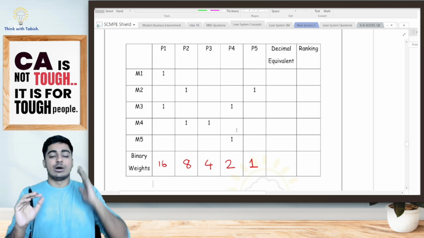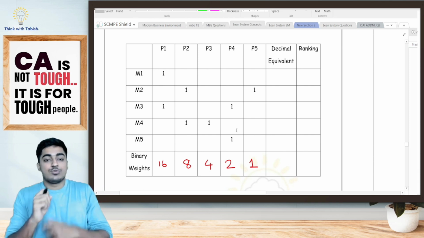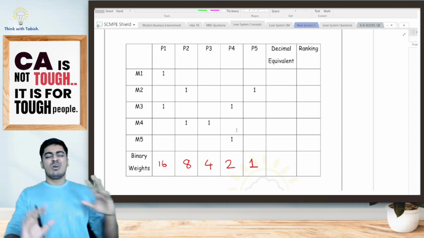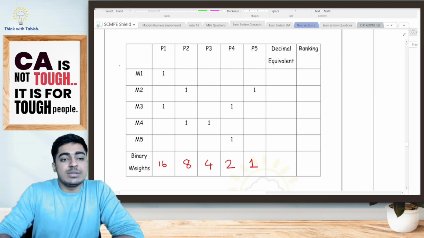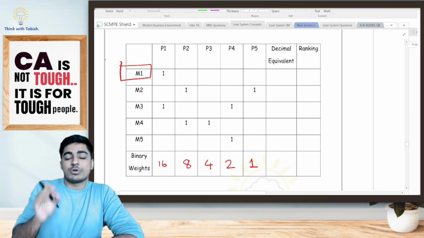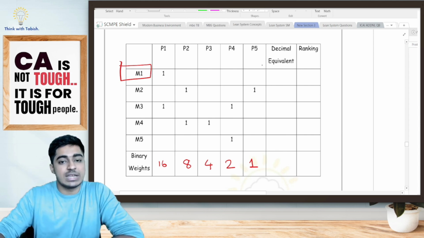Okay. Now, I have done this to the columns. I need to do something to my rows as well. For my rows, I have to give my decimal equivalent. What is decimal equivalent? Again, we'll explain. In machine number 1, what all products am I producing, students? In machine number 1, I am only producing product P1.